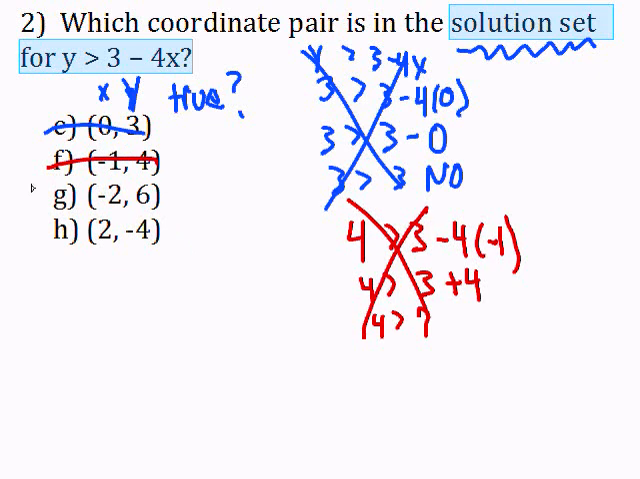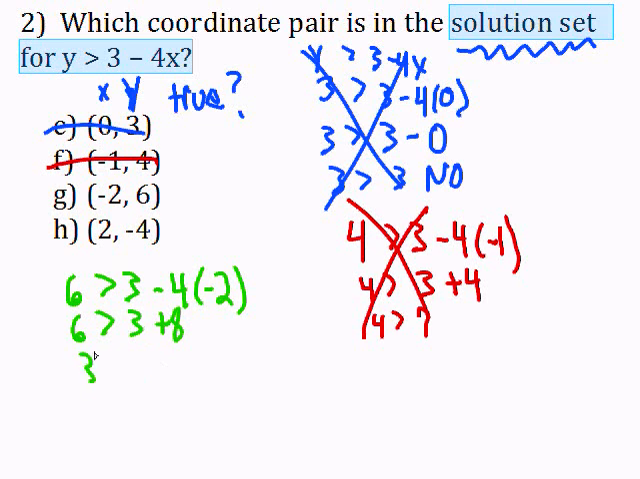Moving on, let's try G. 6 for y is greater than 3 minus 4 times x, which is -2. We get 6 is greater than 3 plus 8. 6 is greater than 3 plus 8, which is 11. And 6 isn't bigger than 11, so G is also not the correct answer.